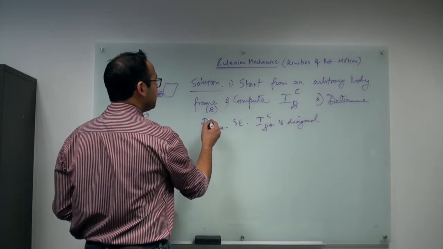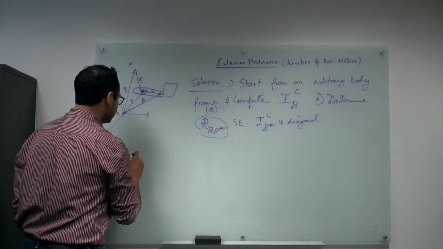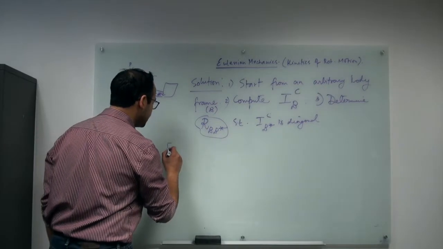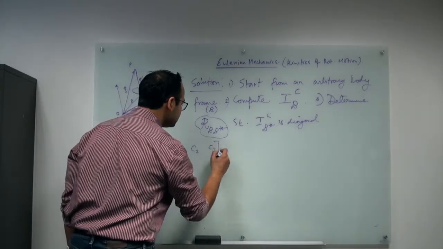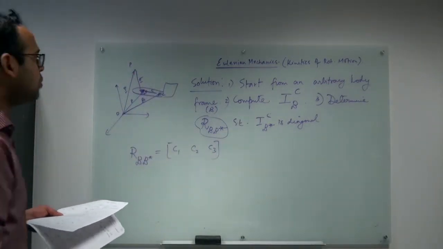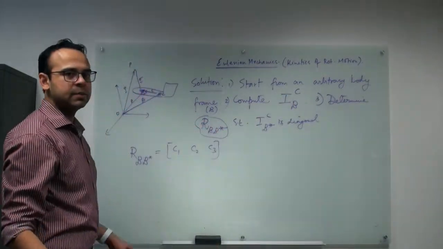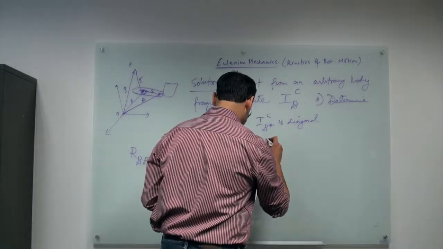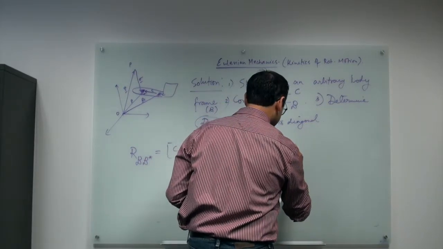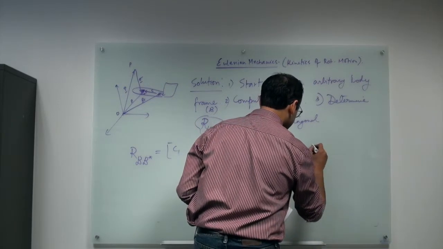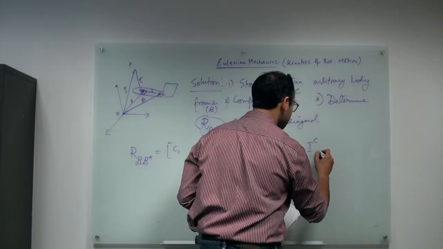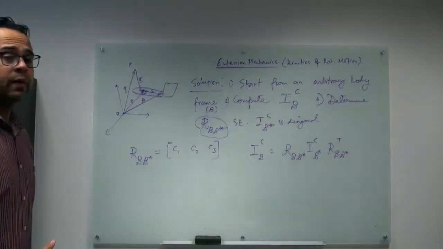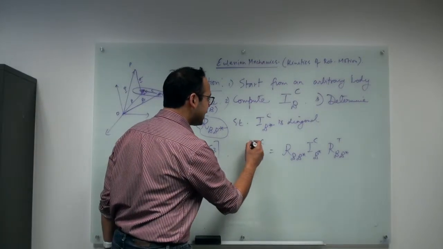So, now we need to find this matrix, right? So we need to assume a structure for it. That's not too hard. We can let this DCM have 3 columns. It does have 3 columns, call them C1, C2, C3. And we know the relationship between these 2 matrices, right? It's the similarity transformation. So we have I^C_B, we know that.